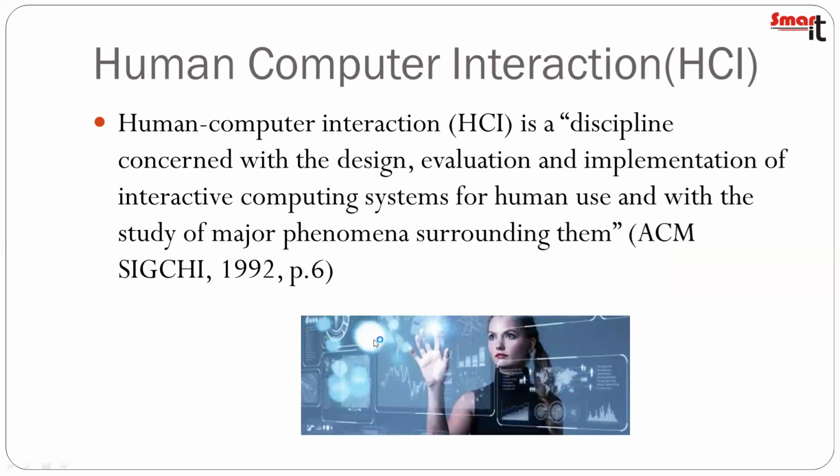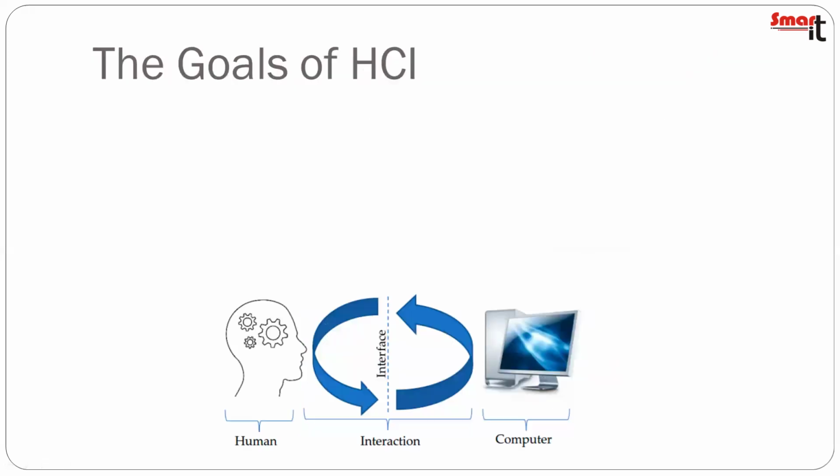If we get a formal definition, we can say HCI is a discipline concerned with the design, evaluation, implementation, and interactive use of computer systems for human use, with the study of major phenomena surrounding them. So this is a formal definition. There we have to understand how this communication happens between the human and the computer.